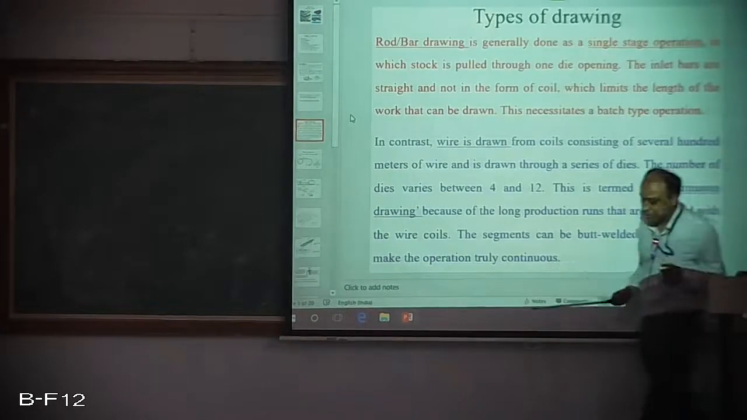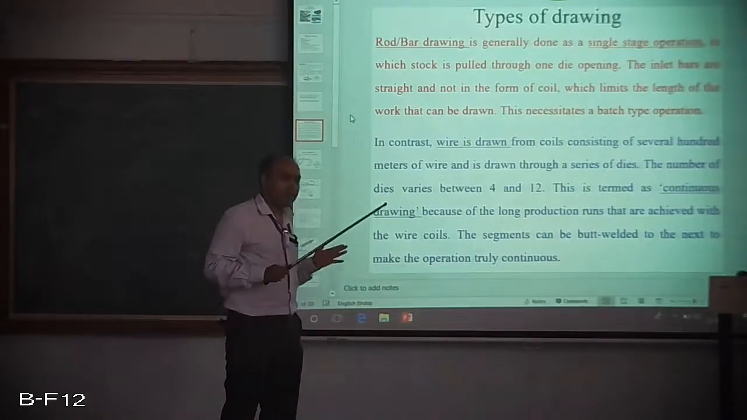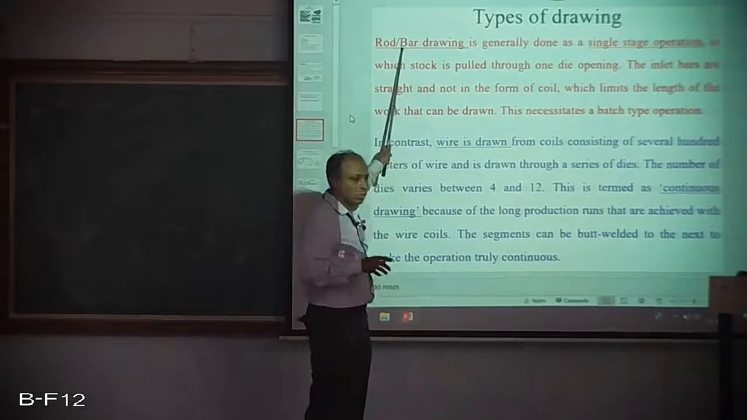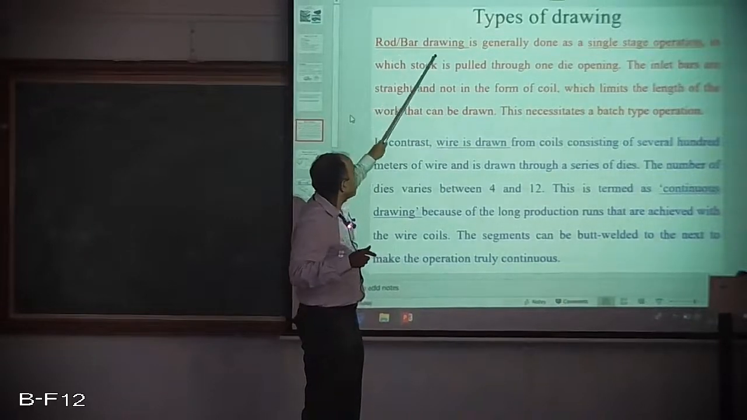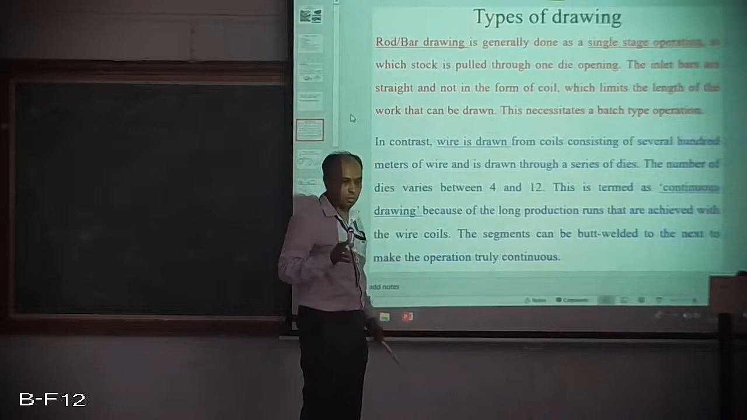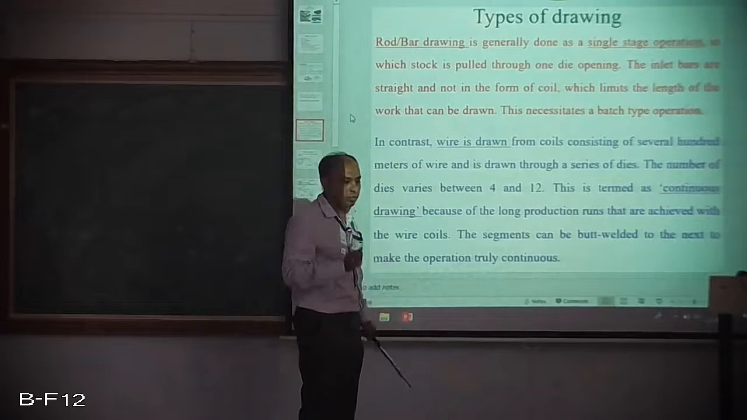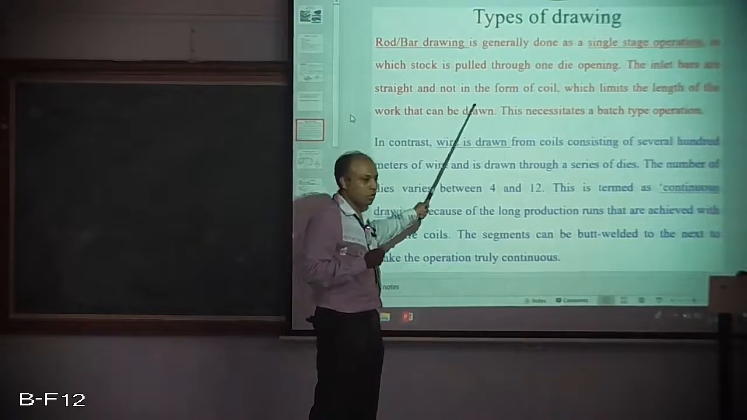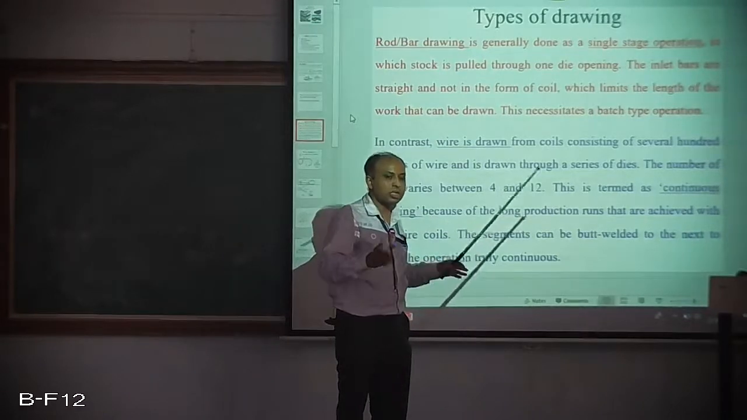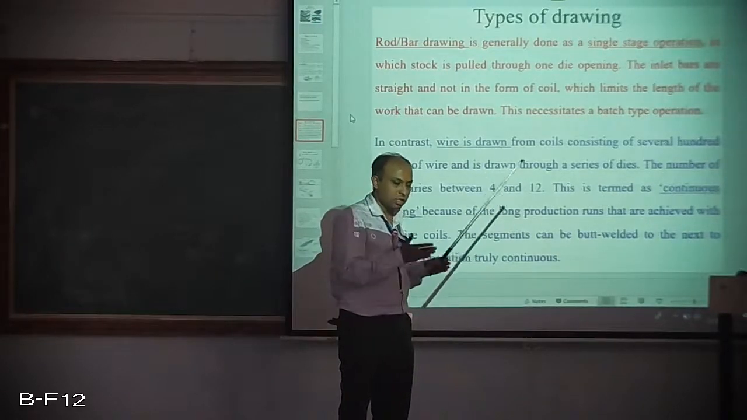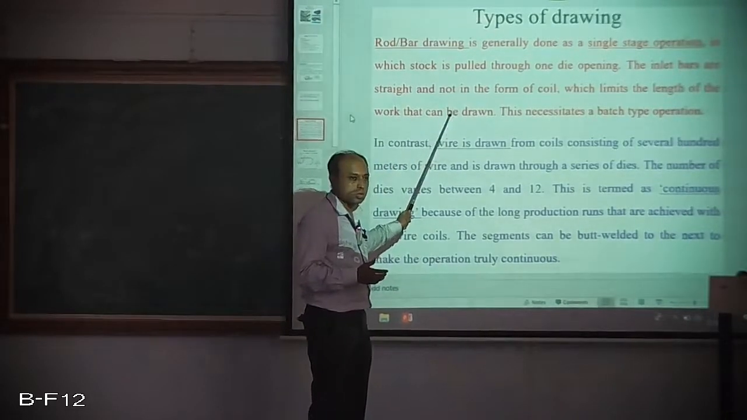Now, types of drawing. Based on the products that I am making, if I am making rods and bars, solid kind of objects, then it is called rod drawing or bar drawing operation. What is the limitation of this? If it is a rod or a bar, it cannot be coiled. So limited length can be manufactured in a given stroke.